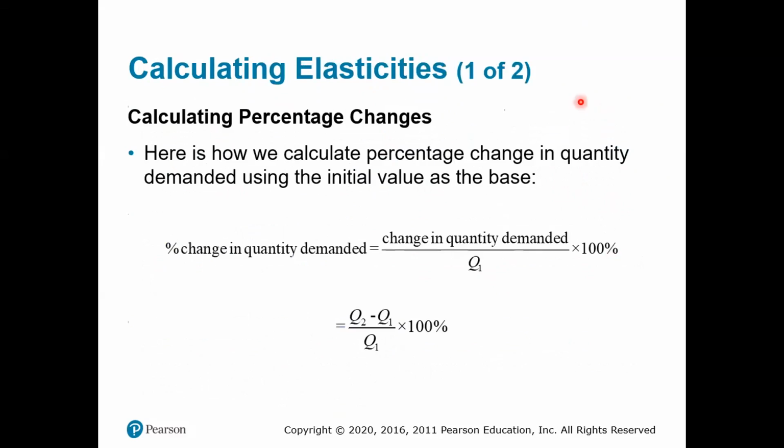Do not write this down on your note cards. Do not study this for the exam, this equation. In general, this is how you calculate percentage change in quantity demand. You take the change in quantity demand, Q2 minus Q1, and you divide it by Q1. Now, this equation works when the distance between Q2 and Q1 is very small.